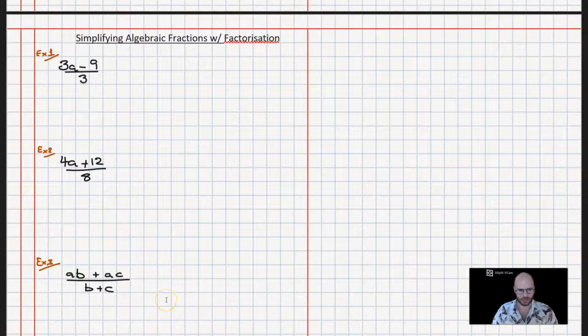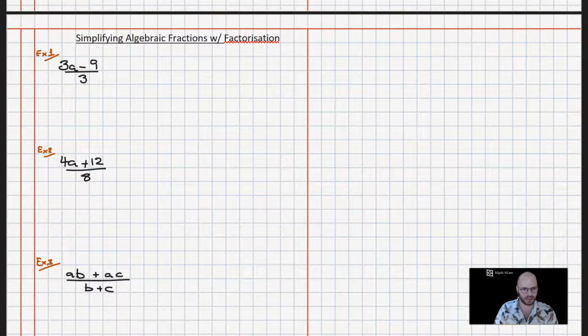Welcome. In this video I'm going to show you 6 different examples of how we can go about simplifying algebraic fractions that require some factorization before they can be simplified. Factorization being the process of rewriting expressions in their most compact form possible.